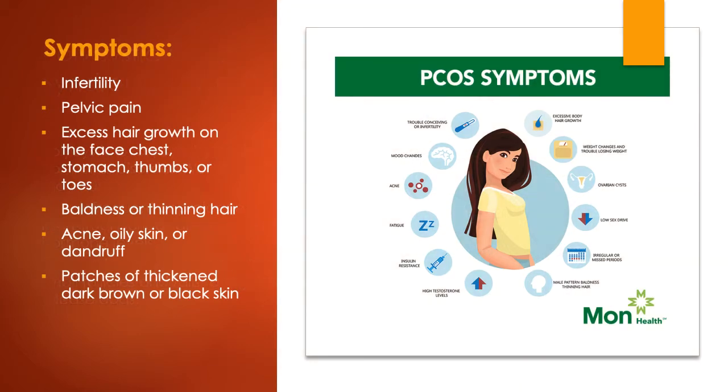Some of the symptoms of polycystic ovarian syndrome, or PCOS, will be infertility, pelvic pain, excessive hair growth on the face, chest, stomach, thumbs, or toes, baldness or thinning in hair, acne, oily skin or dandruff, and then patches of a thickening dark brown skin.